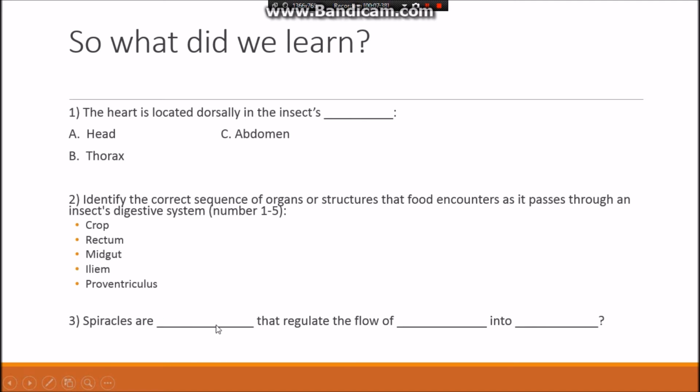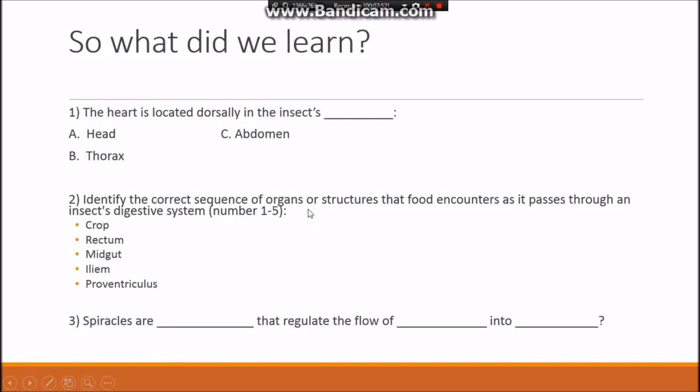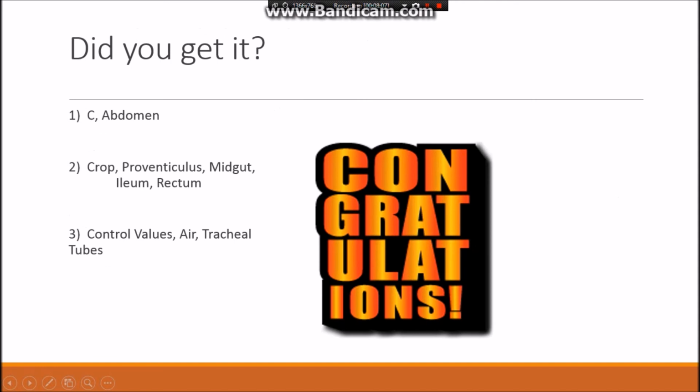The spiracles are blank, that regulate the flow of blank into blank. Respiratory system, just so you know. 3, 2, 1. And they are control valves that regulate the flow of air into tracheal tubes. If you want to sum that up, you can basically just say that spiracles are holes that regulate the flow of air into the body, just to make that easier.